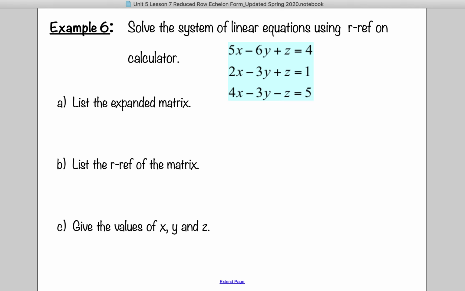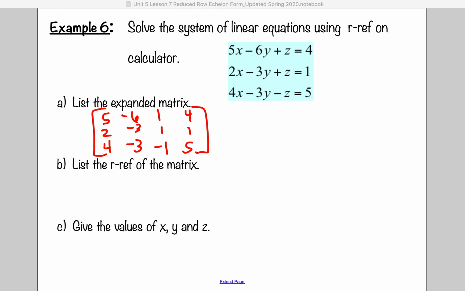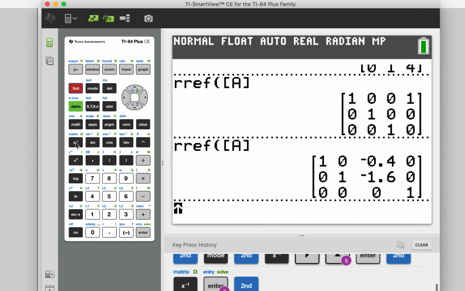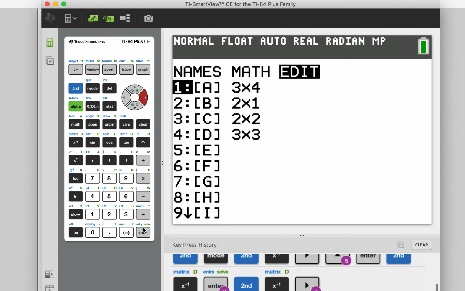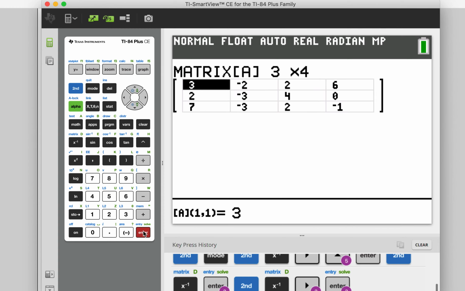we're going to go ahead and do this expanded matrix. We have 5, 2, 4, -6, -3, -3, 1, 1, -1, and then our constants 4, 1, 5. I'm going to go ahead and plug that into my calculator. I'm going to let you guys plug it in, give you a head start. Second matrix. I'm going to keep plugging it in for A, just easier because it's at the top, but you can definitely, like I said, plug it in for other ones.